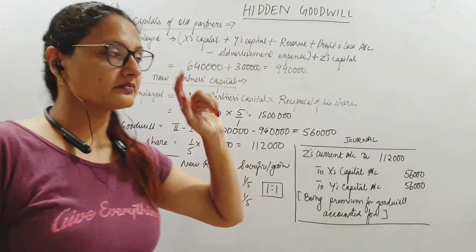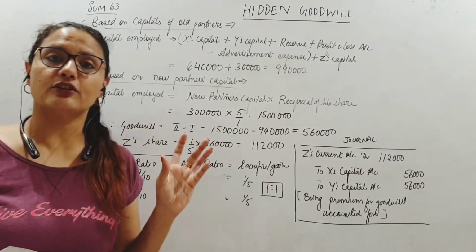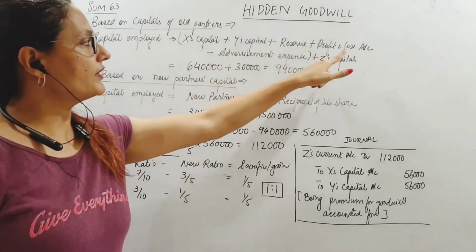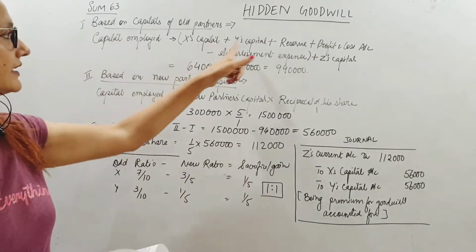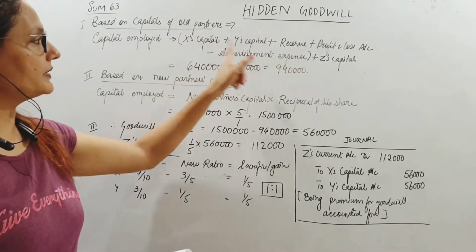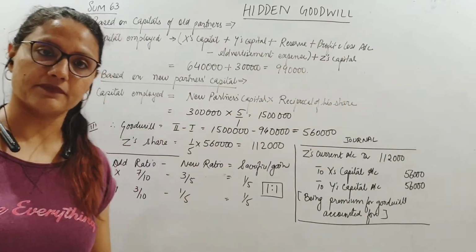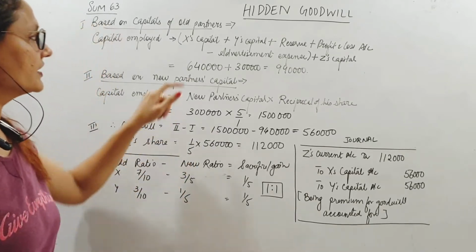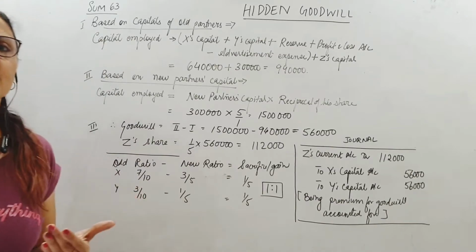But we're talking about capital employed, not just the amount standing in the credit of the capital account. Reserves are also there, right? The profit and loss account shows a credit balance that also belongs to the partners. All of that is added. Plus Z's capital is also added, because now Z will be a part of the firm. We are talking about capital employed after Z's admission. We need to subtract advertisement expense because that is an unwritten off loss.